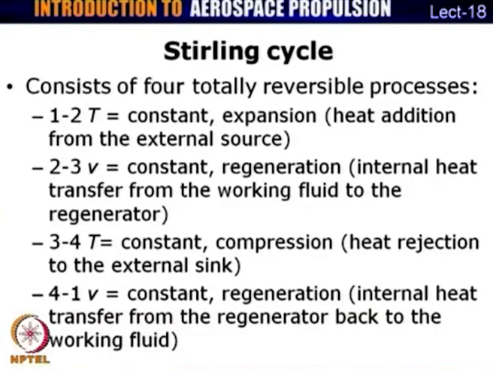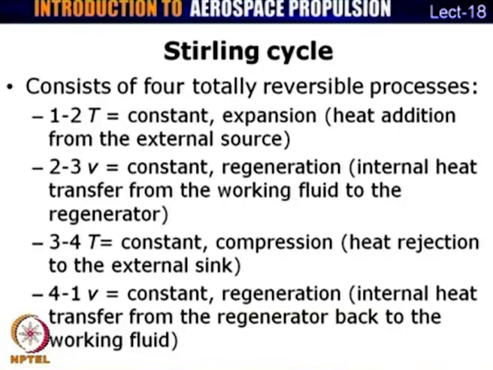So, we have an isothermal expansion process during which heat addition takes place from an external source. The second process is constant volume regeneration process, where there is internal heat transfer from the working fluid to the regenerator. The third process, that is process 3-4, is again constant temperature. It is an isothermal compression process, during which heat is rejected to an external sink. And the last process is a constant volume regeneration process, during which there is an internal heat transfer from the regenerator back to the working fluid.